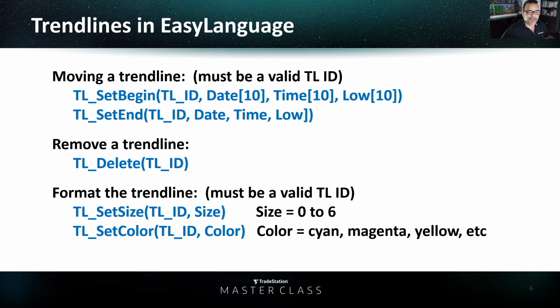Okay, that's a totally separate conversation, but you can use the standard colors: yellow, white, red, blue. Those are already created as words, and you can put them right there inside TL_SetColor as one of the parameters to set the color of the trend line.